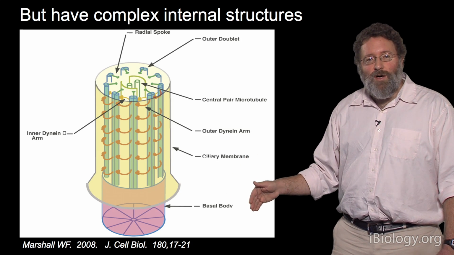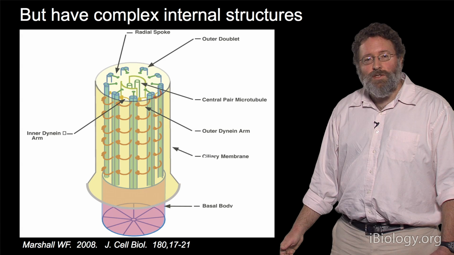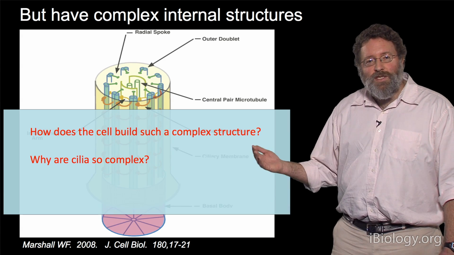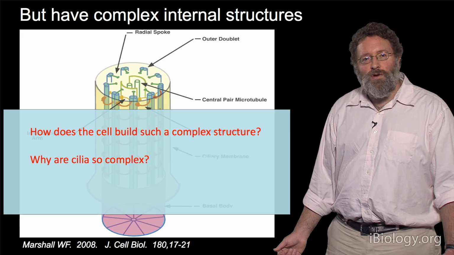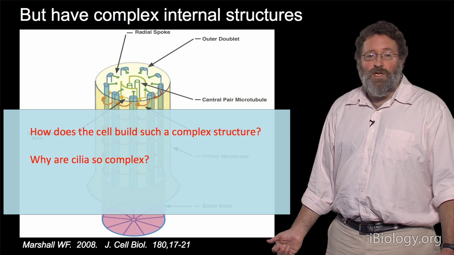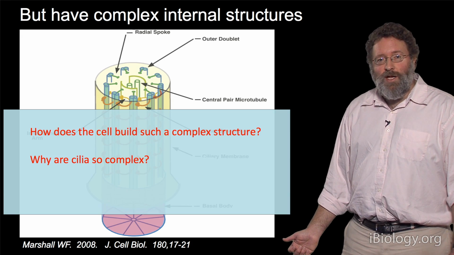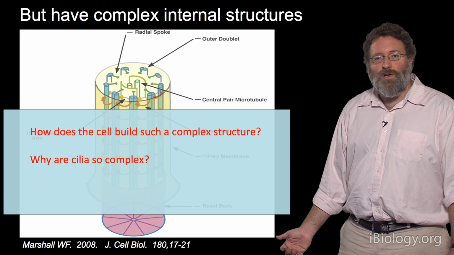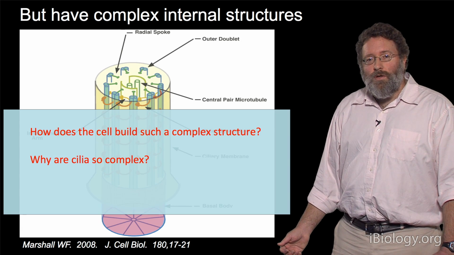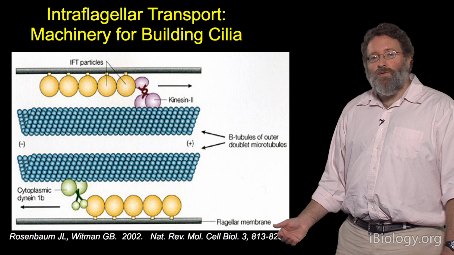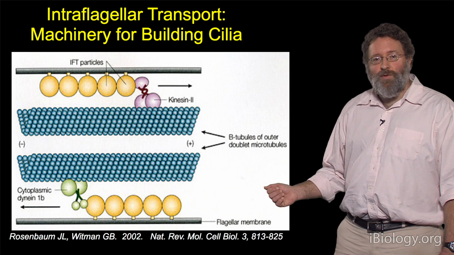So this structure is very complicated, and that raises a couple of questions. One question is, how does a cell build something that's this complicated? You've got so many pieces. How do you fit them all together in an orderly way? The other question is, why do cilia have to be so complicated? If all you're building is a simple hair-like structure, why do you need hundreds of proteins? First, we're going to address this first question of how does a cell build this complicated structure?